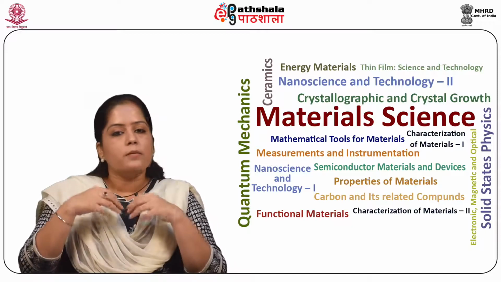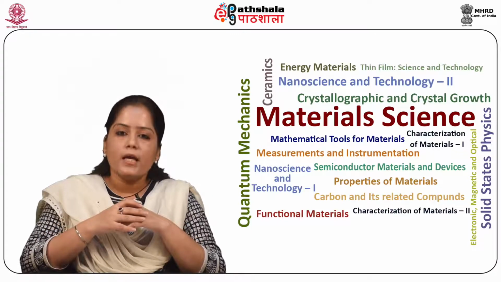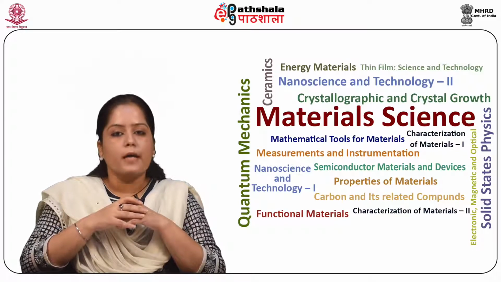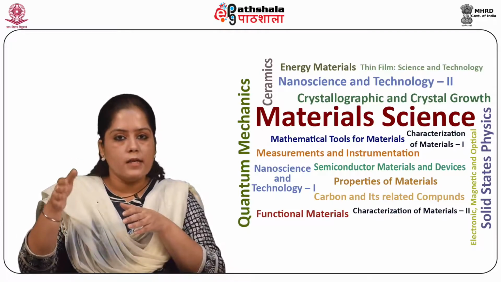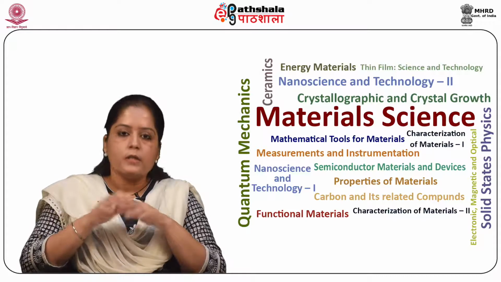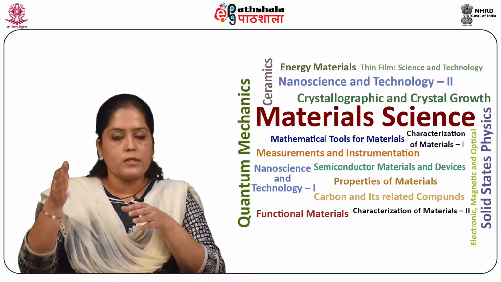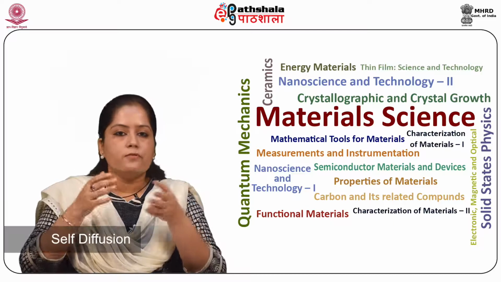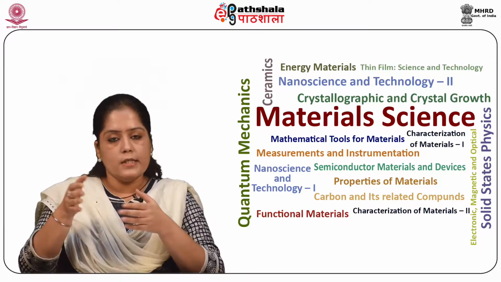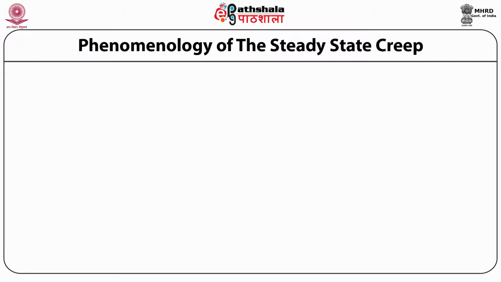Now the two can be combined to yield epsilon prime equal to A multiplied by sigma to the power n, exponential of minus delta Hc by RT. So the activation energy for creep, that is delta Hc, is found to be equal to that for the self-diffusion, delta Hd. So this figure shows the phenomenology of the steady state creep.